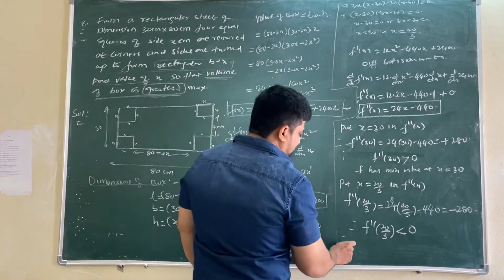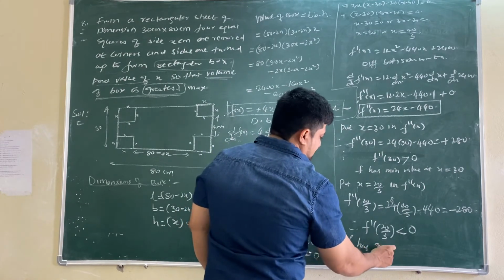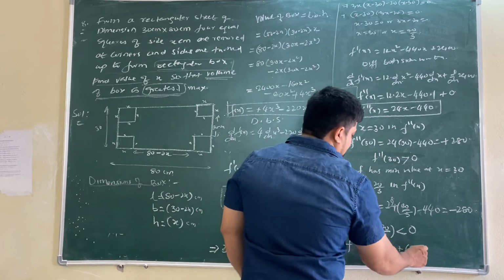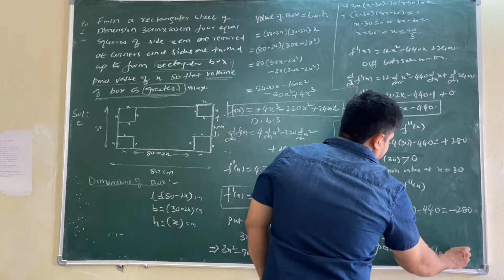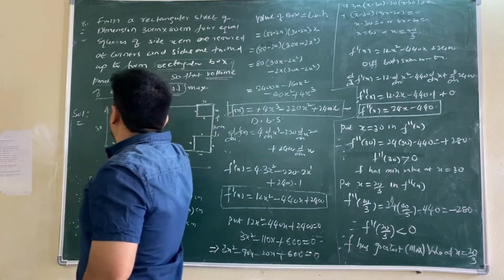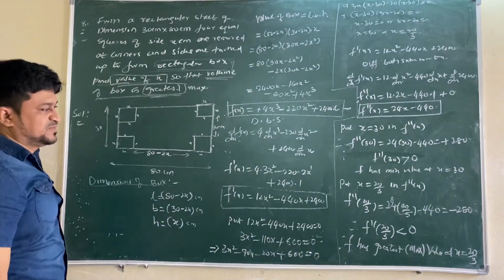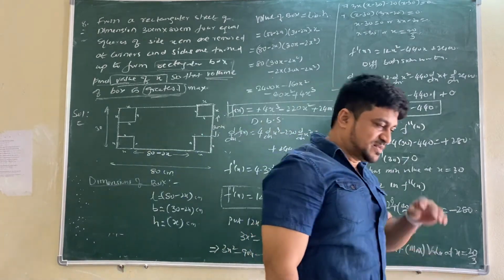We have to write f has maximum value at, they are asking that itself. Find the value of x for greatest, that is for maximum. So f has maximum value at x equals 20 by 3. Check once again.